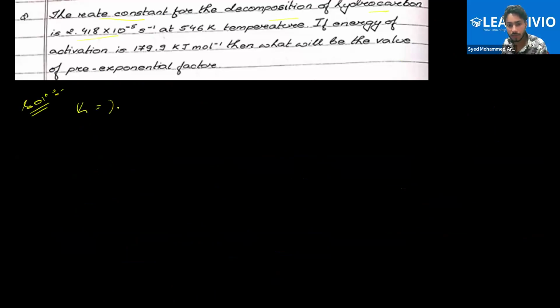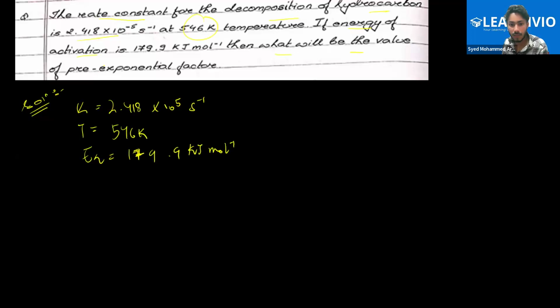So the k is given to me, that is 2.418 into 10 to the power of 5 per second, and the temperature is given to me, that would be 546 Kelvin. Okay, so if the energy of activation, that would be Ea, is 179.9 kilojoule per mole, then what will be the value of my pre-exponential factor? So what do you mean by pre-exponential factor? The pre-exponential factor would be A. So what is the value of A? This is the question that is asked to me.